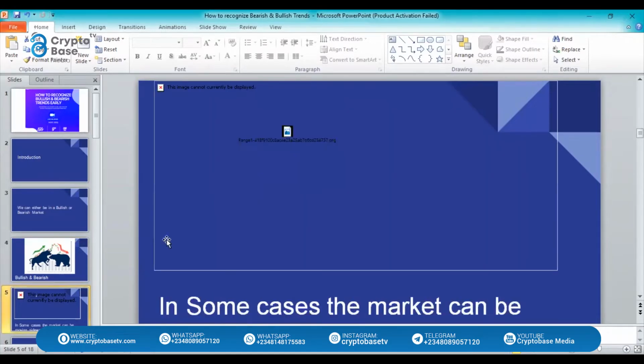So, okay, this image is missing. But I said in some cases we have a sideways movement or a range market. That's what is called a range market or a sideways movement.